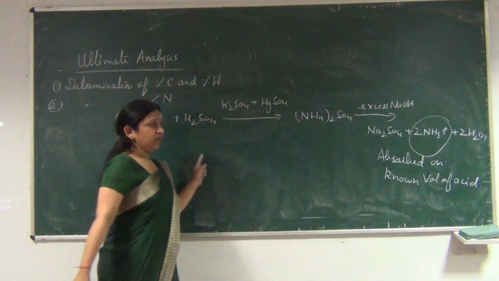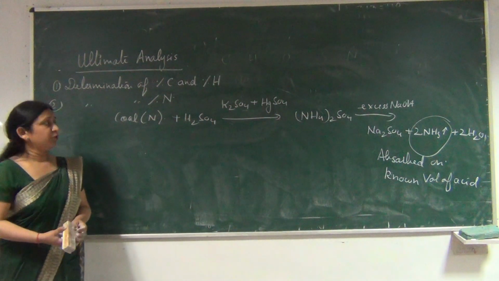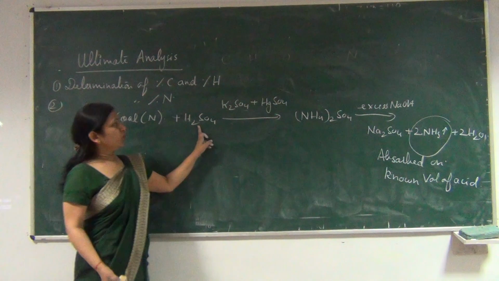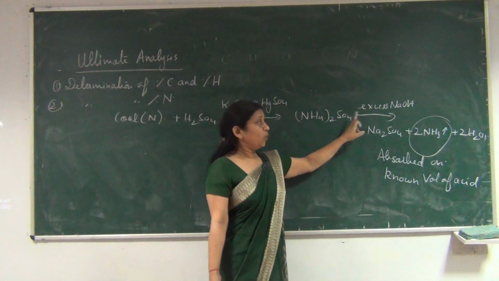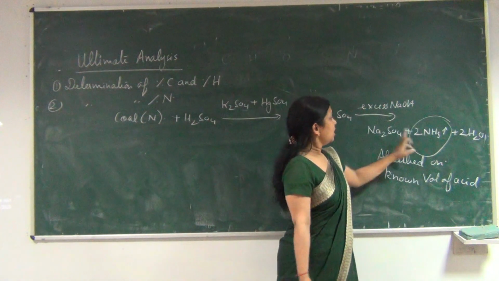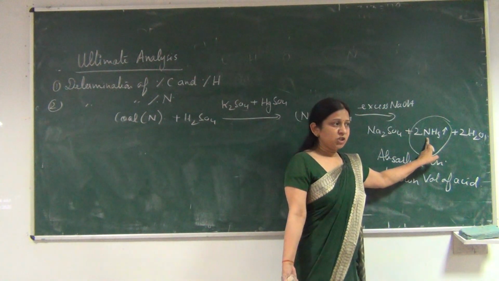And from that we calculate the percentage of nitrogen. So coal plus sulfuric acid, in the presence of these two catalysts we get ammonium sulfate, which is treated with excess of NaOH. Ammonia gas is evolved, which is a major product.